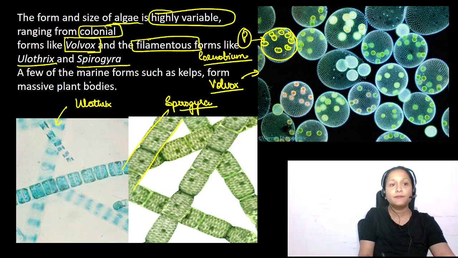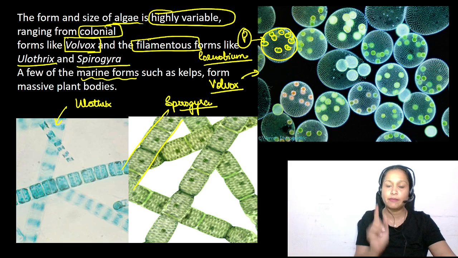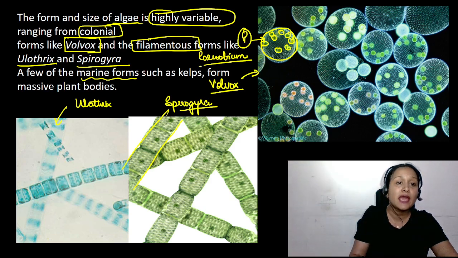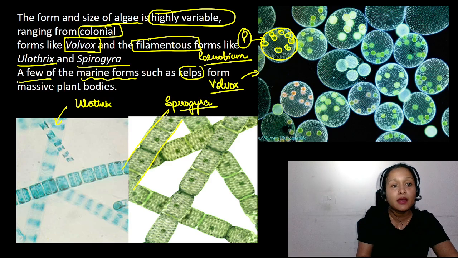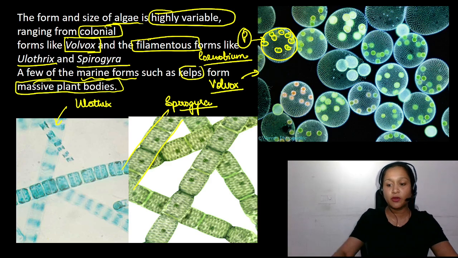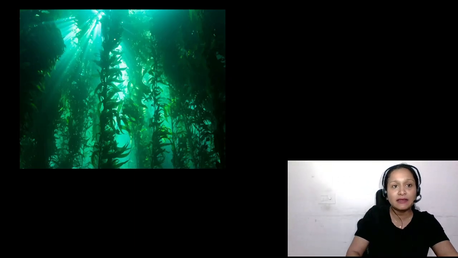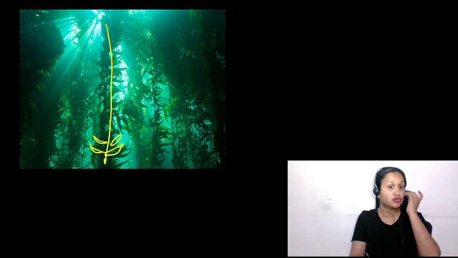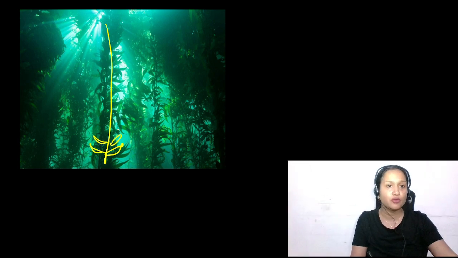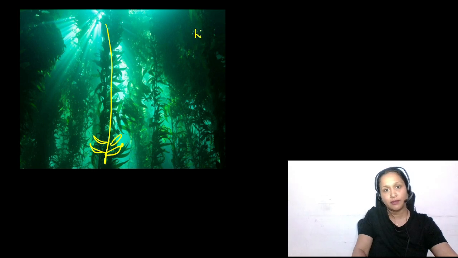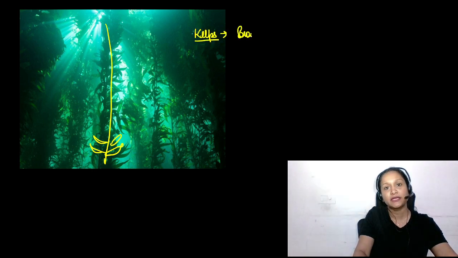Now few are there. They are marine forms. Remember, they are marine forms. They are found in the ocean, and those are called kelps. They have a massive plant-like body. Which type of body? Massive plant-like. When you see them, you find that they look like plants. A plant-like structure you will see. A massive plant body you will find here, and these are called kelps. And remember, this kelp is a brown algae. It is a brown algae.